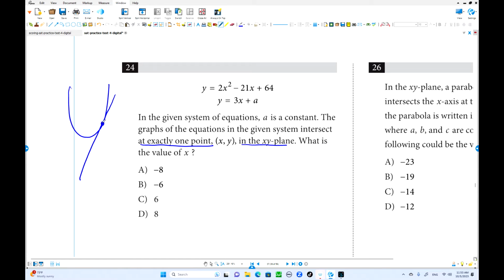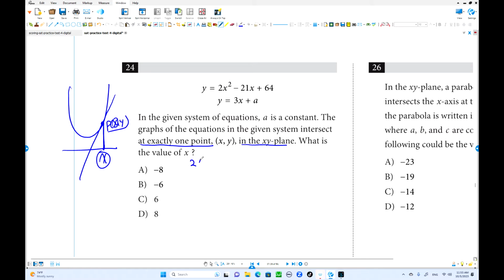It has a point over here. We're going to find the x coordinate of this point. I'm going to call this point x1, y1, okay? So the value of this x, y. We're going to find the value of x, this number, okay? The better way is the discriminant, right? It has only 1 point.